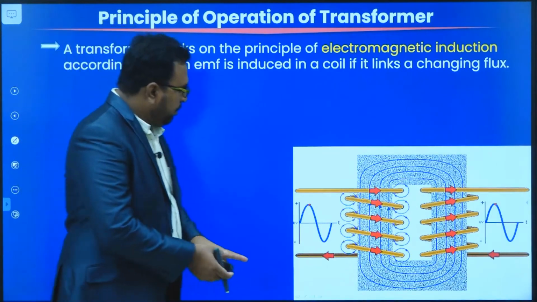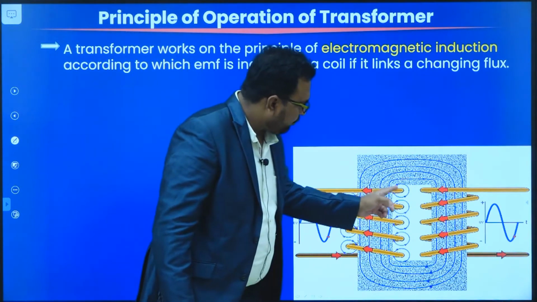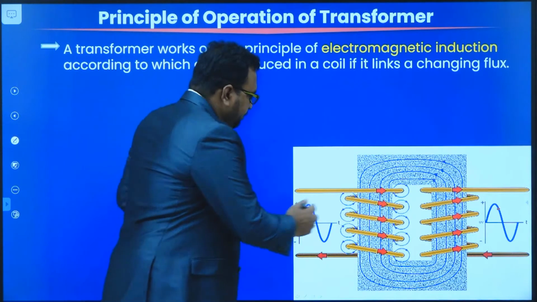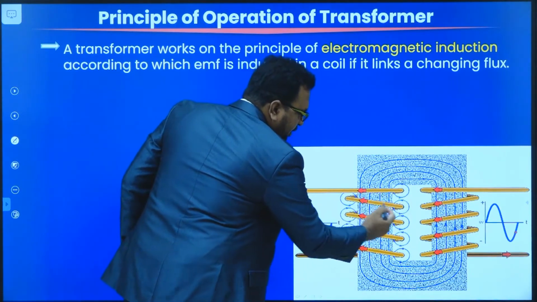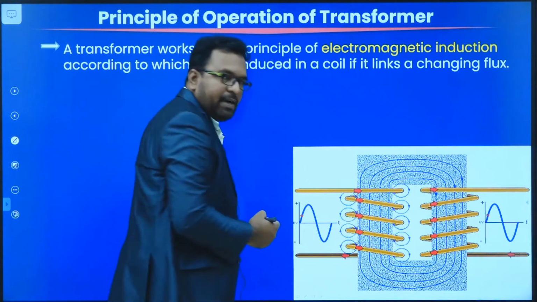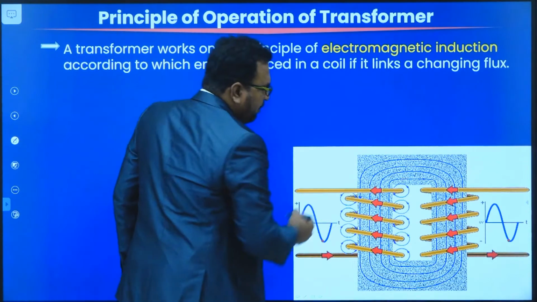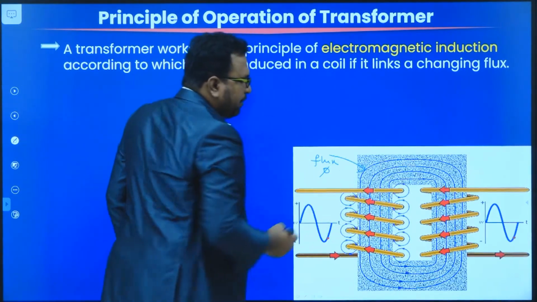See here, when you supply a sinusoidal voltage, a sinusoidal current will flow through the winding in the primary coil. So this primary current, whatever the dots and arrow marks indicated, that is the primary current. The current is flowing through the primary winding. And because of this, the flux is going to be produced. These blue lines indicate the flux. And when you apply a voltage, a current will flow and the current will produce magnetic flux.